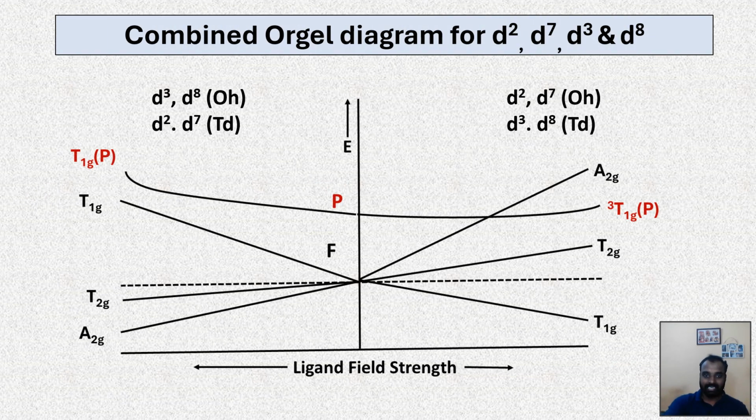And we have the combined diagram of D2, D7, D3 and D8. The crossover happens only for D2 and D7 octahedral and D3, D8 tetrahedral. In the case of tetrahedral, the G term is not indicated.